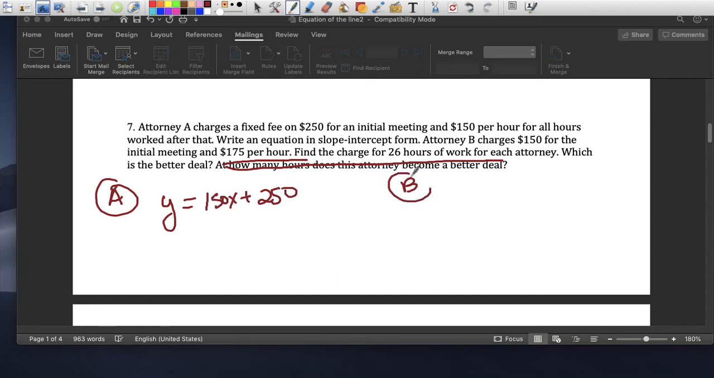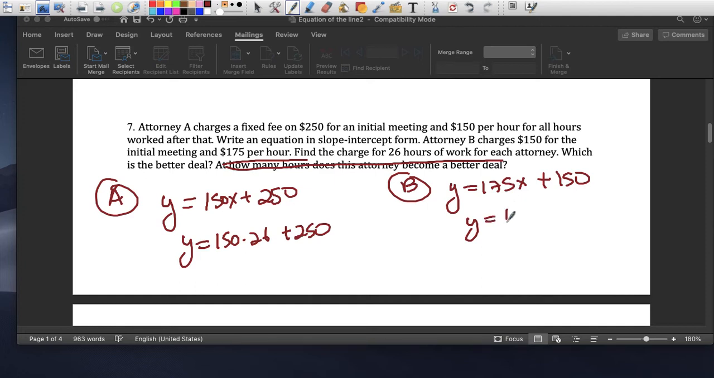Attorney B, what does he charge? He charges $175 per hour plus 150. Okay, so we got 2 lawyers, and we want to know after 26 hours who's cheaper, so that's not that bad. 150 times 26 plus 250, and same thing here, 175 times 26 plus 250. And you guys can do the calculation to figure out who's the cheaper person, okay?